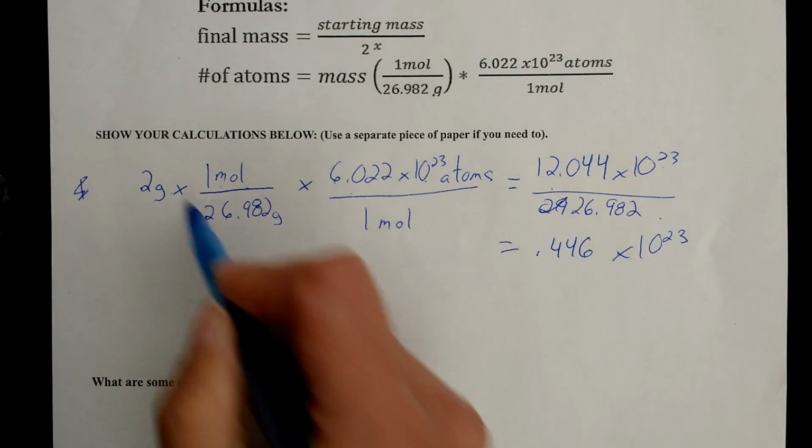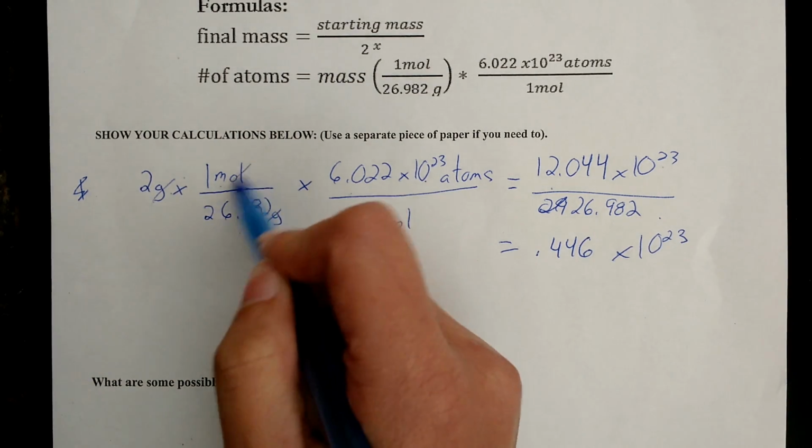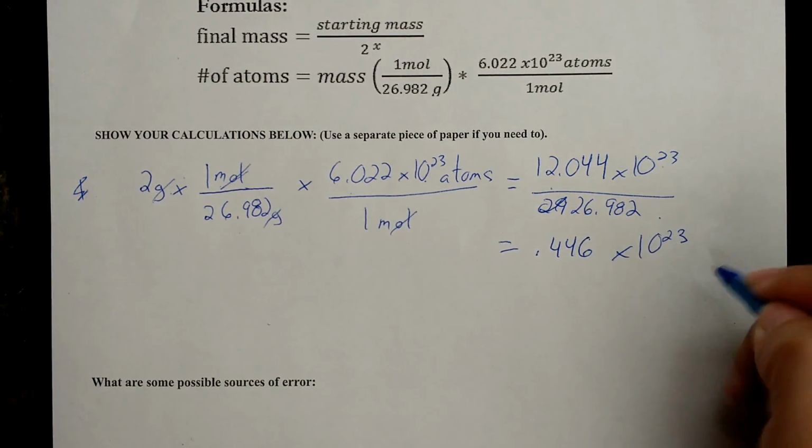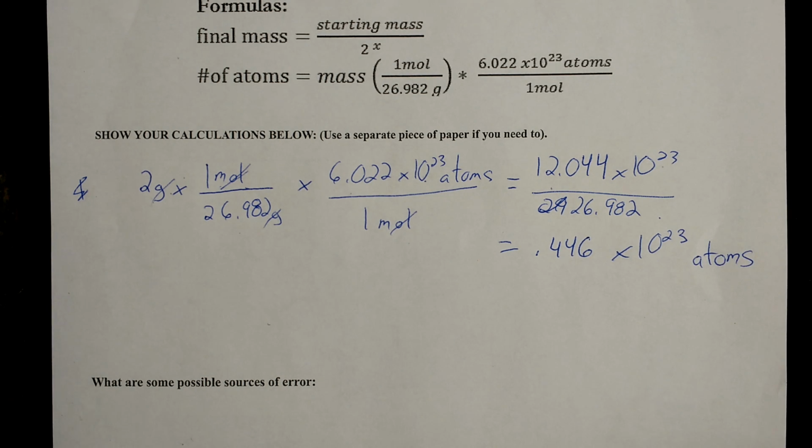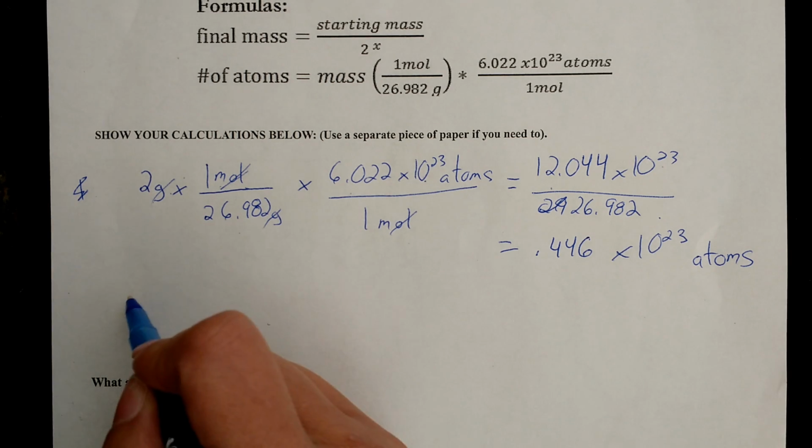23rd. For your units, grams will cancel, moles will cancel, and you're going to be left with atoms. And that's what you were looking for all along. And that's how you find the number of atoms in the initial piece of aluminum.